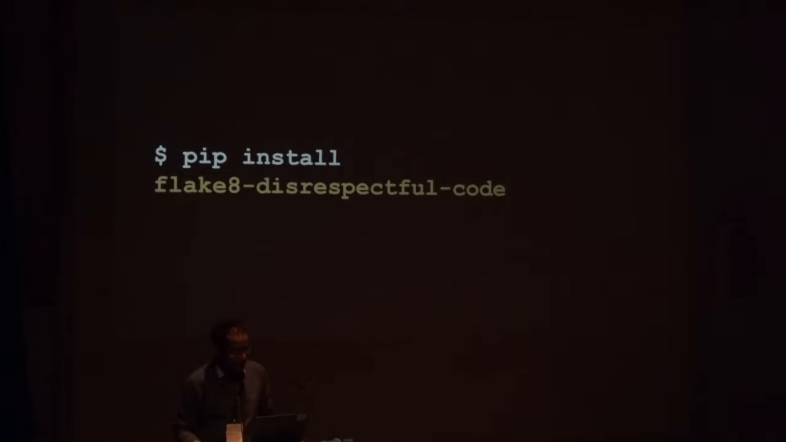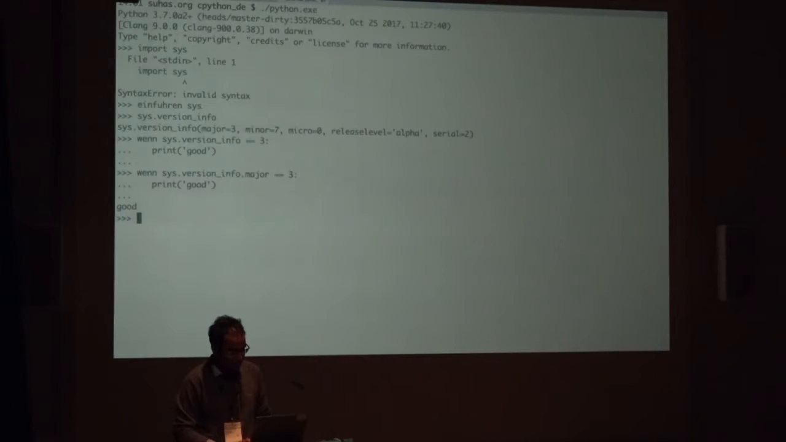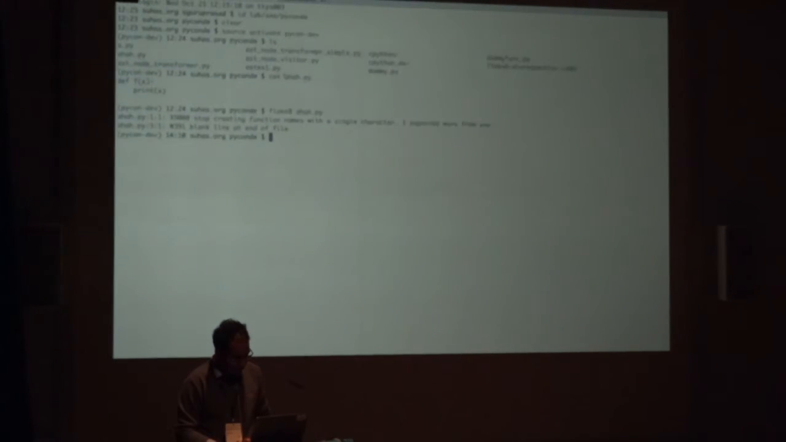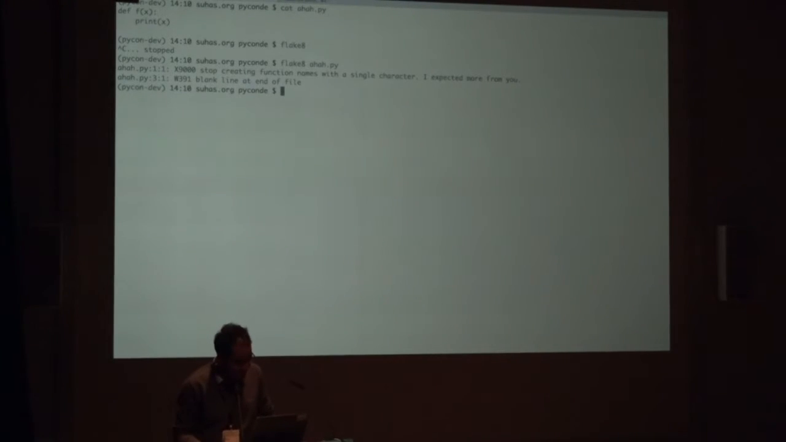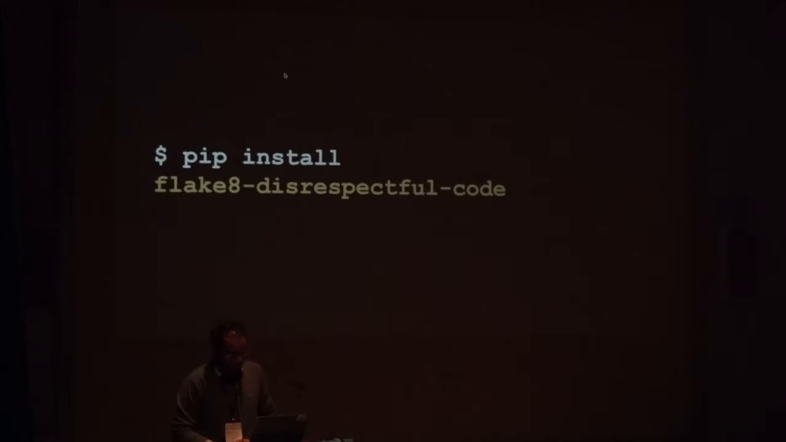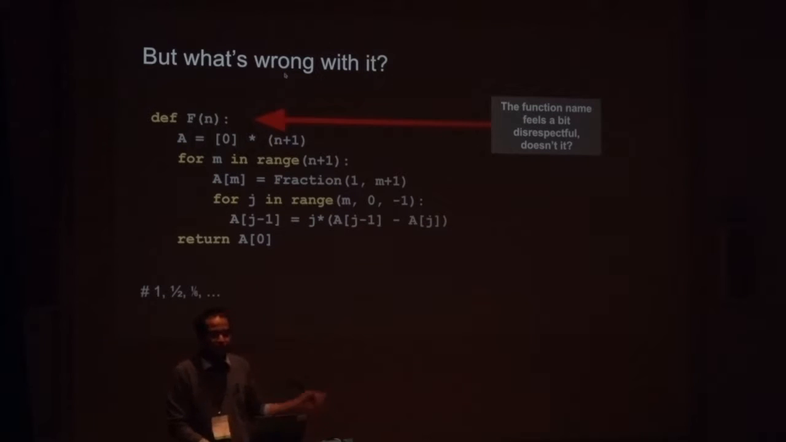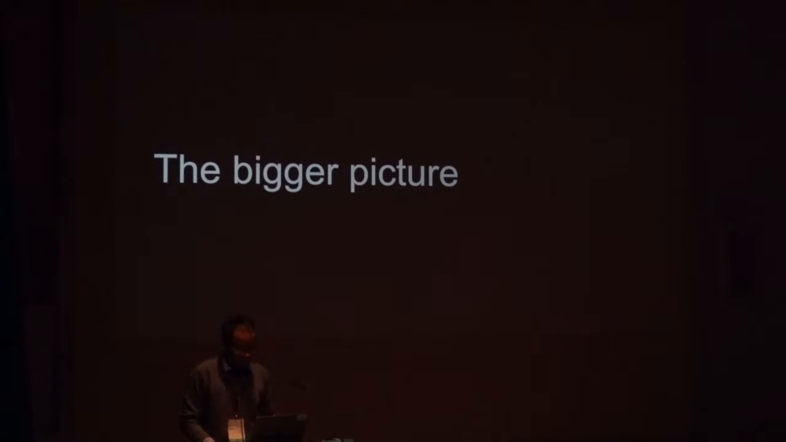This is an actual module that I wrote a couple of weeks back just for the talk, and it is on PyPI. You can pip install flaky-disrespectful-code, run it against your code, and it will work, by the way. Let's give a quick try. I wrote something like aha.py, which is def f(x): print(x), and then I run flake8 here. And it says, error X9000, stop creating function names with a single character. I expected more from you. Some weird error. But you could parse the source code for this and check. You could write a regex for this and check against def and colon and so on, whether the string length is just one or not. But we can do this in a much better way, and the idea of this talk is to quickly show how to do that.